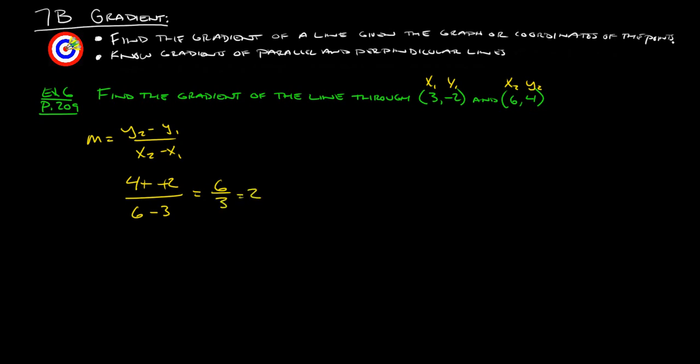Okay, so that's one way to do it. Another way, the way that I like to do it, is without the formula, and I just remember that I always start with the farthest rightmost point. I go 4 minus -2 over 6 minus 3, which again gives us 6 over 3, which is 2. Either way you get the same thing. Whichever one you want to do is fine by me.